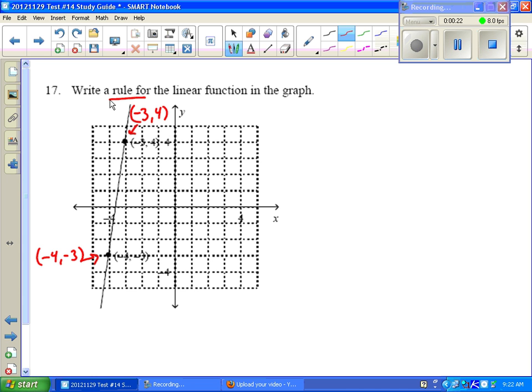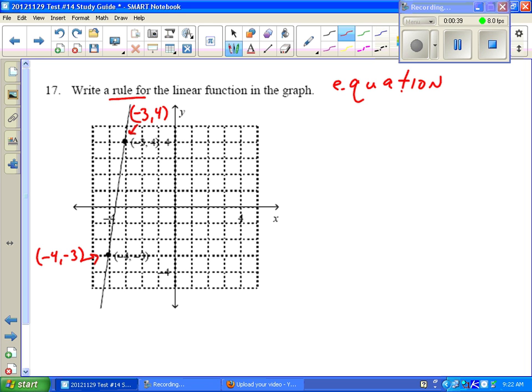All the rule is, is write an equation. Don't let the word rule fool you. You're just looking for an equation. I'll write it in slope-intercept form, just like we've been doing. Find your slope, and then use one of the points to find your y-intercept, and then write your equation.